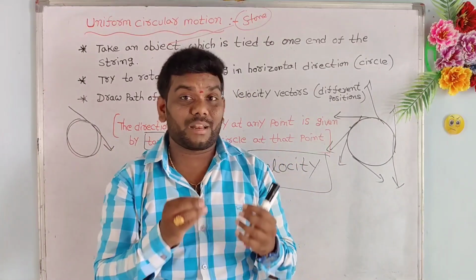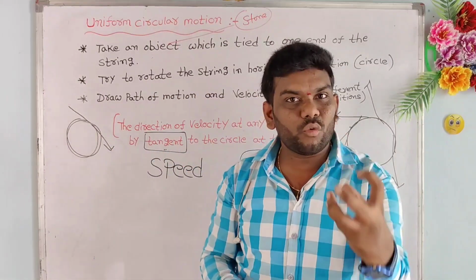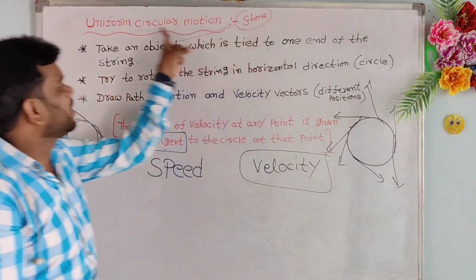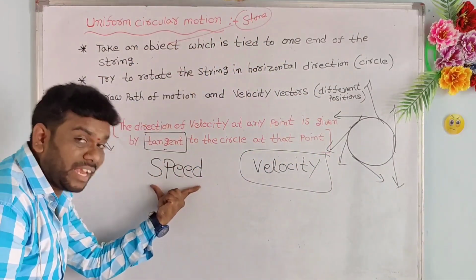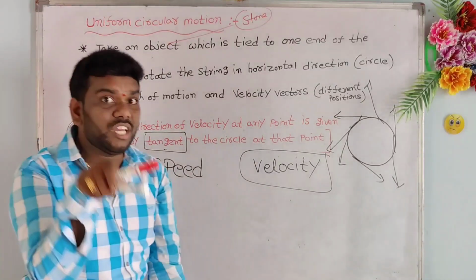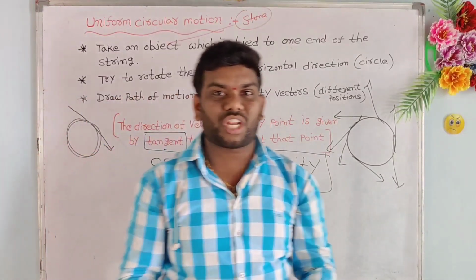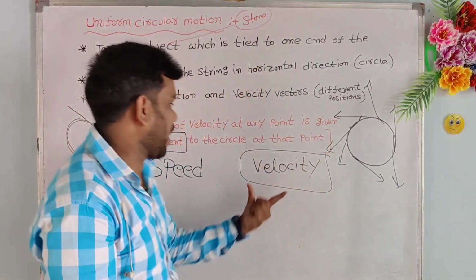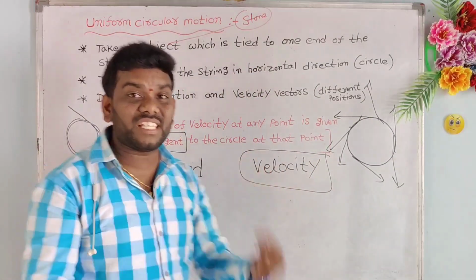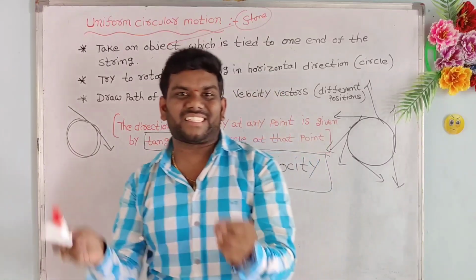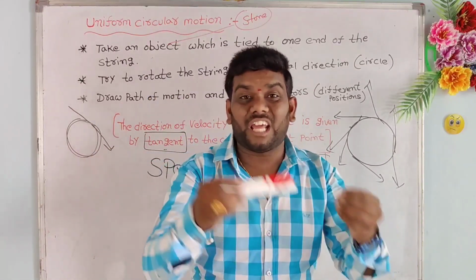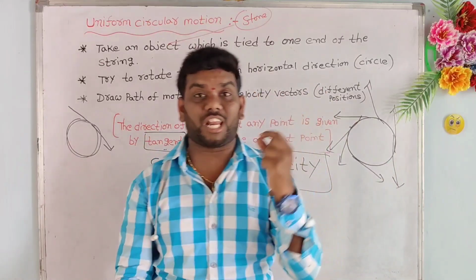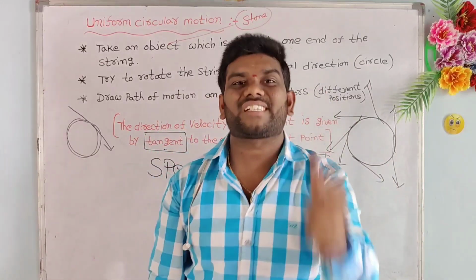Then finally, మనల్ని బిట్ అడిగే అవకాశం ఉంది. In uniform circular motion, dash is constant. Definitely, in uniform motion speed is constant. In uniform circular motion, what is the factor that changes? That factor is velocity. This velocity changes continuously at different positions, but in uniform circular motion speed is constant.